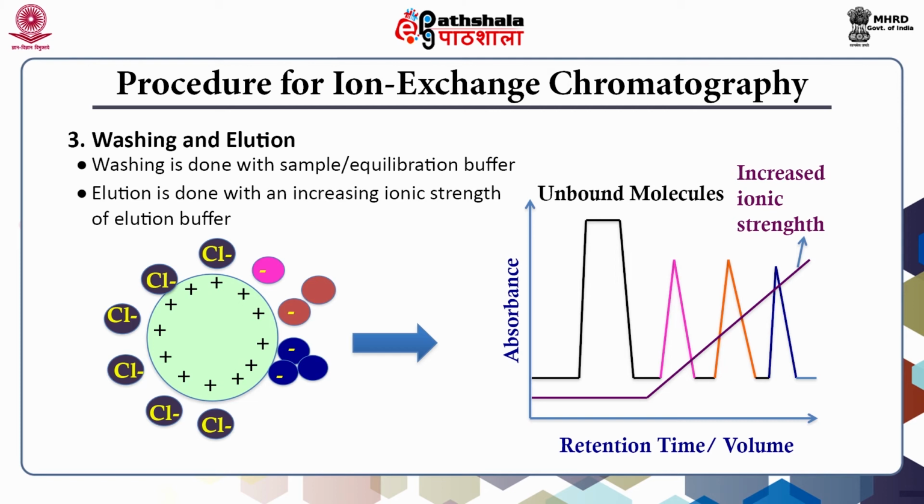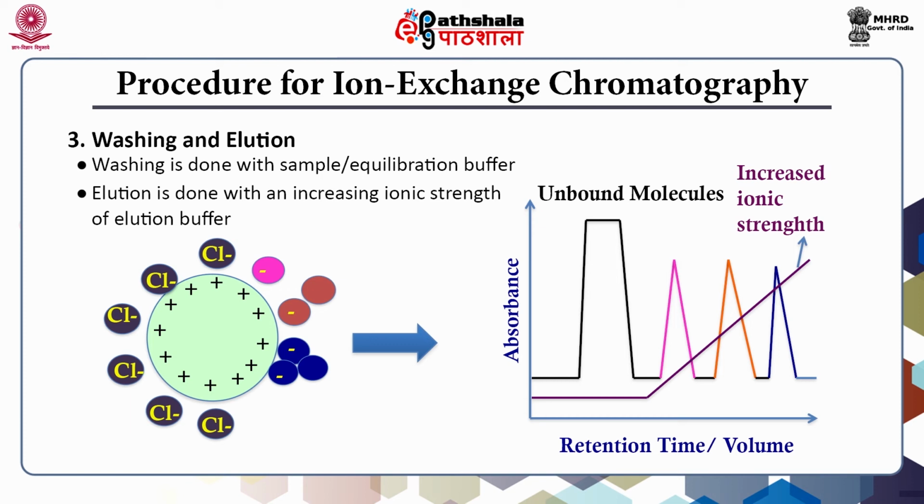For example, the pink ball, or one protein molecule represented in pink, has only one negative charge, and this particular molecule can be easily replaced by a minor increase of the ionic strength. That is why the pink peak is the first sharp peak coming out of the column based upon its charges. And the second peak, the brown one, comes next based upon the number of charges present on its surface.